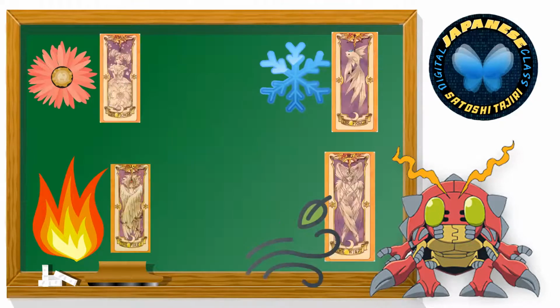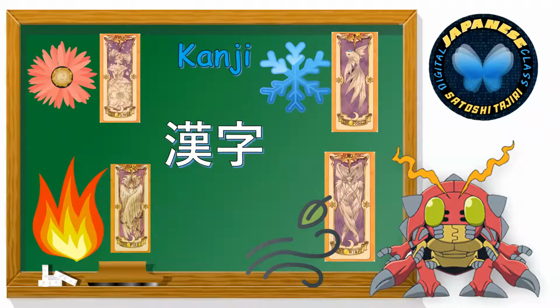Okay. So if you know Cardcaptor Sakura, right? Sakura catches the Clow Cards in order to identify their true forms. Same thing with kanji, okay? Each kanji has its own form that unlocks the secret. That is for our kanji.